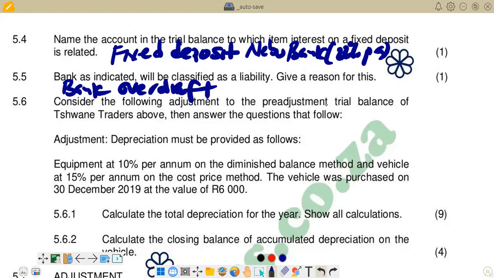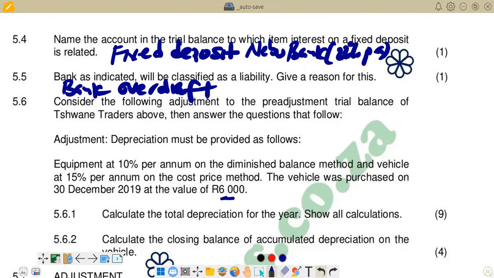Consider the following adjustments to the pre-adjustment trial balance of Squared Traders above. Then answer the questions that follow. Adjustments: depreciation must be provided as follows. We've got equipment at 10% per annum on the diminishing balance method, and vehicle at 10% per annum on the cost price method. The vehicle was purchased on 30 December 2019 at the value of 6,000. So we've got different methods of calculating depreciation in terms of equipment and vehicles. But let's start with equipment.